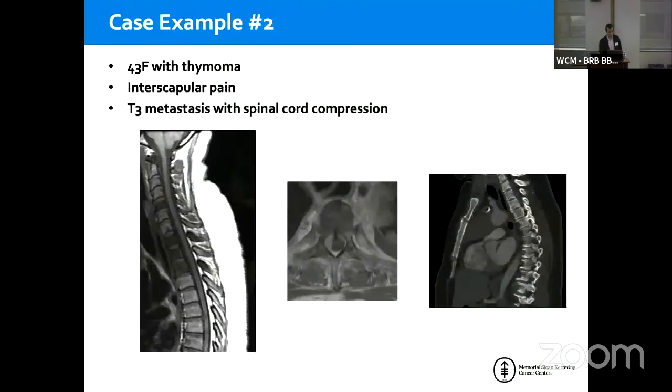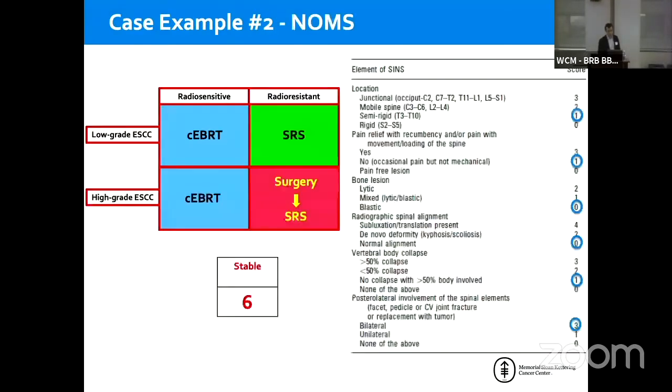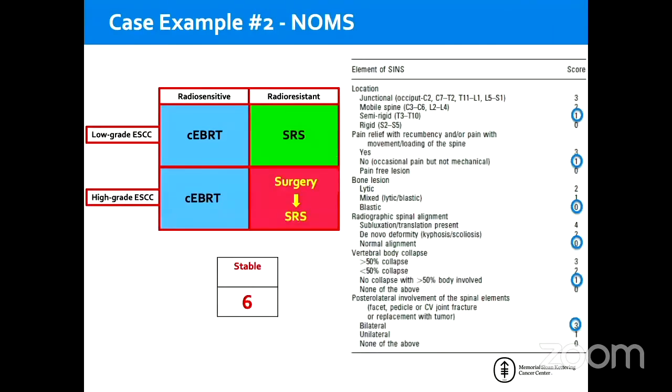Another case, 43-year-old woman with thymoma. She has interscapular pain, and she presents with an axial image that shows some epidural disease. She's neurologically asymptomatic, but after discussing with the radiation oncologist, the feeling was that she would benefit from some decompression in order to optimize the radiation dose. So another patient who would benefit from decompression doesn't necessarily need stabilization.